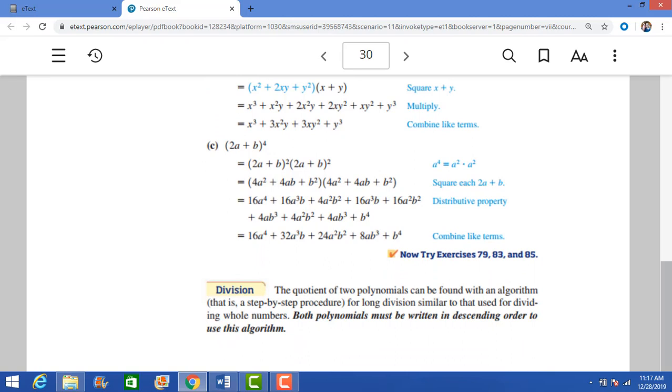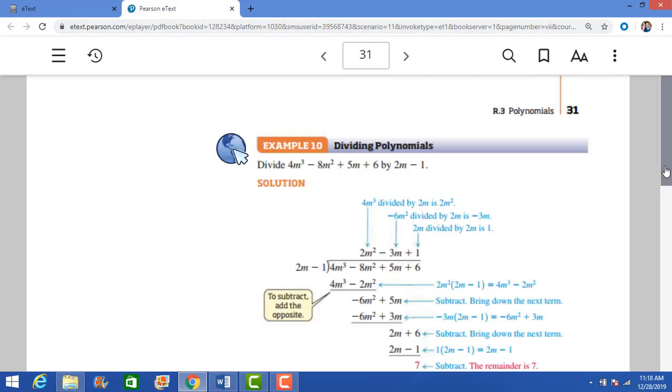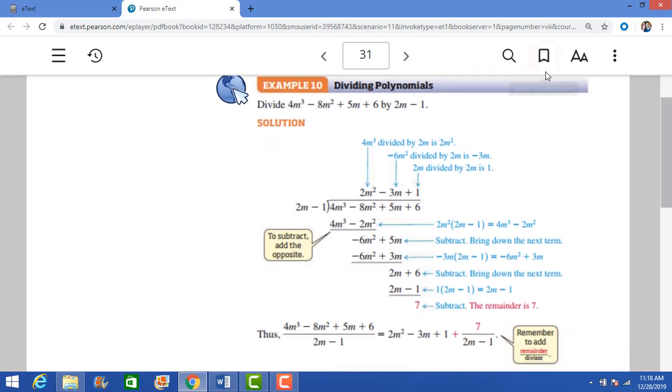Now, division of polynomials is going to be different than what we've been doing with multiplying polynomials, but it is very similar to what we do with dividing whole numbers. Okay, so we're going to use a division algorithm, just very similar to what we use when we're dividing whole numbers. Okay, so let's divide these 2 polynomials.